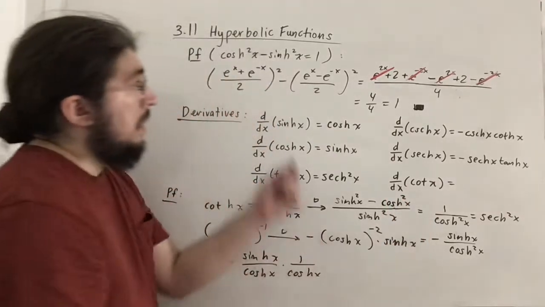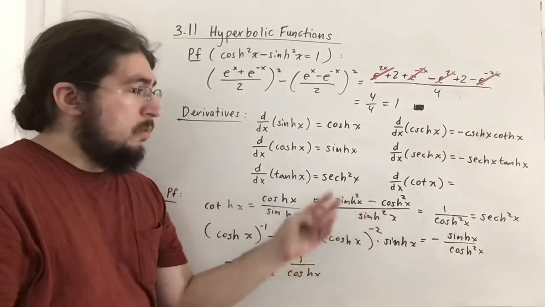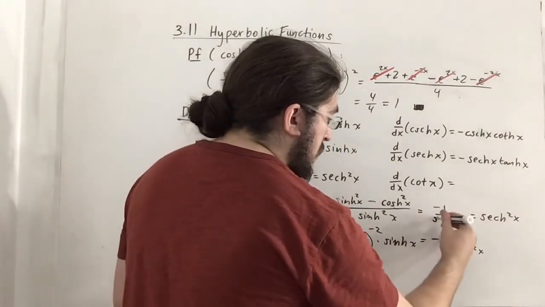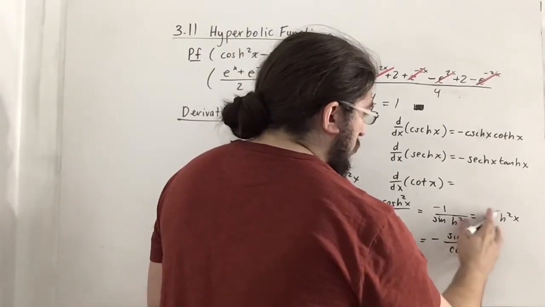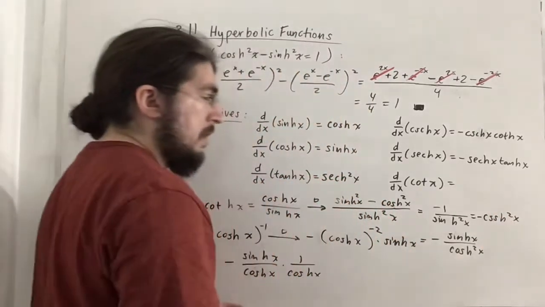And notice since cosh minus sinh is 1, the other way around in subtraction will be negative 1. So this will be negative 1 over sinh squared. In other words, it's negative cosecant squared. Negative hyperbolic cosecant squared.